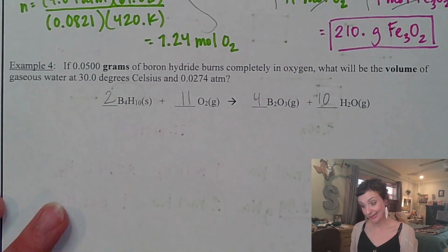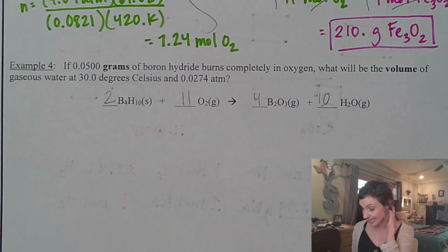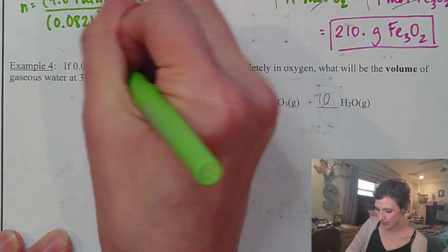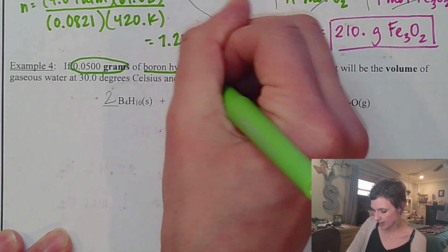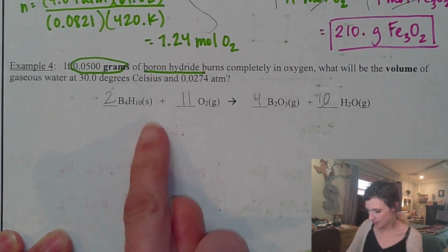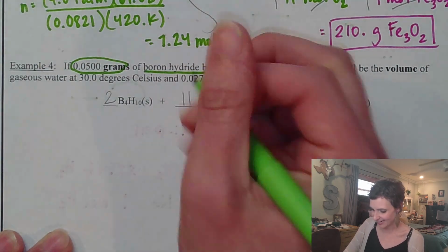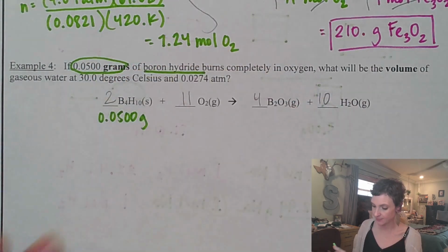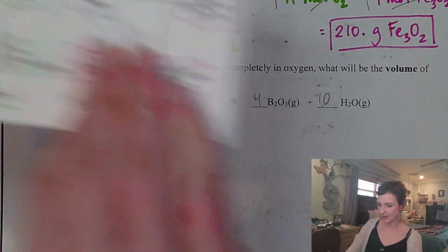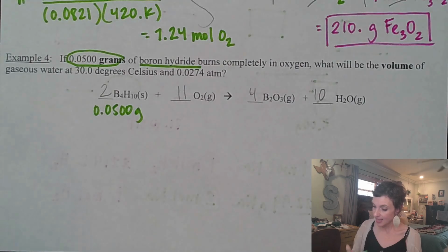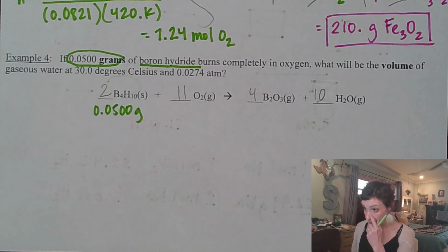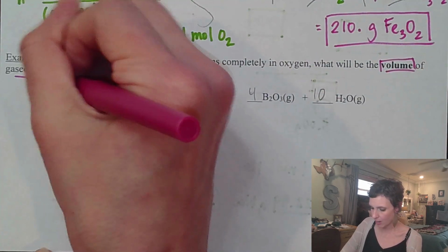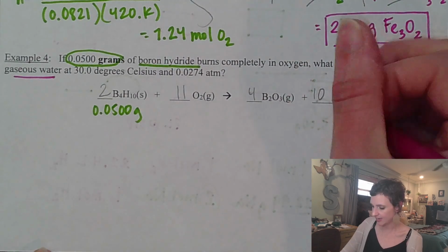Okay, now we're going to get to the things. What did they give me? They gave me 0.0500 grams of boron hydride, that guy right there, okay? So I'm going to say I have 0.0500 grams of this guy. So it looks like I'm starting at grams, yeah? And they're asking me what will be the volume of gaseous water. So I'm solving for liters of water. Where's gaseous water in here? There he is, question mark liters.